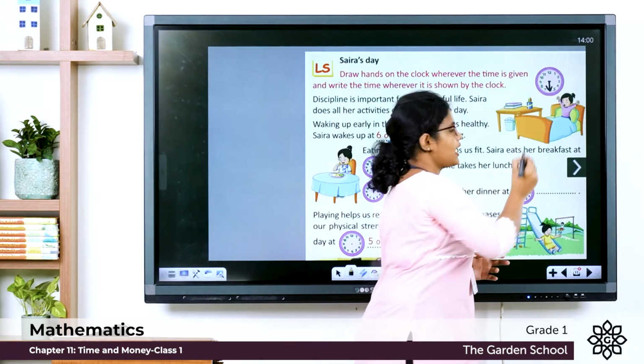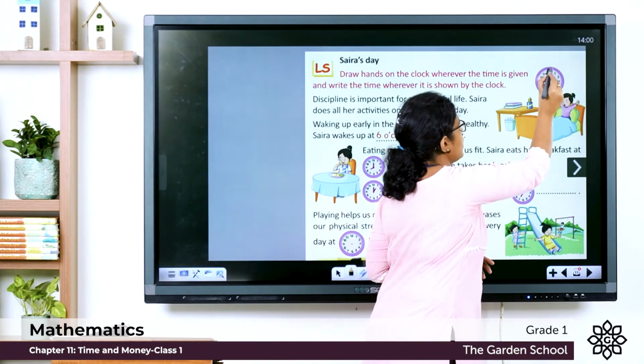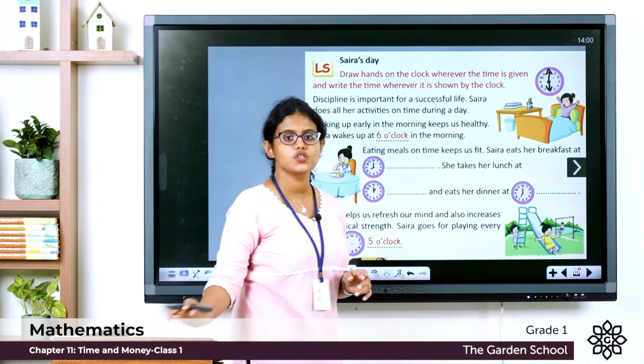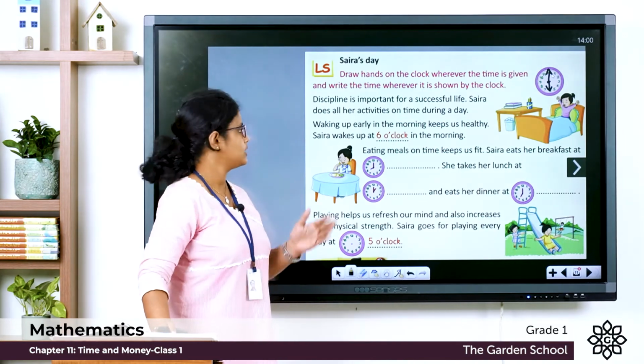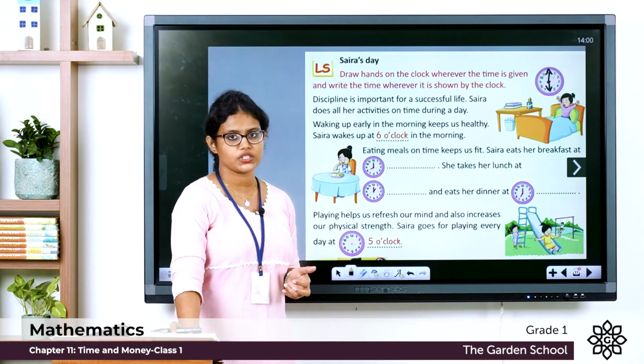So this is the hour hand that points to 6. Then the long hand points to 12. So it is 6 o'clock. See the next. Eating meals on time keeps us fit.